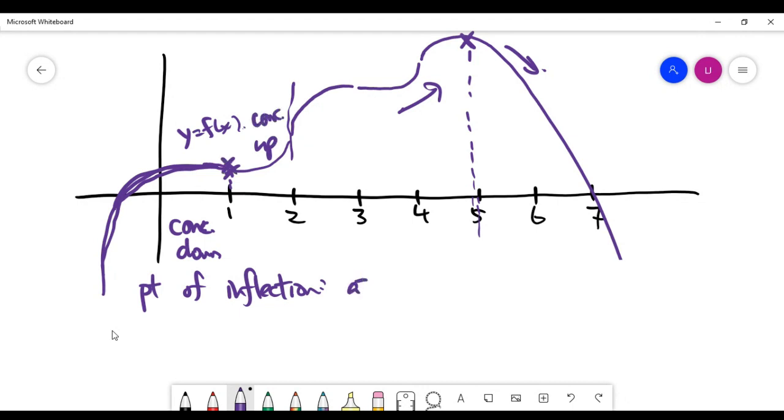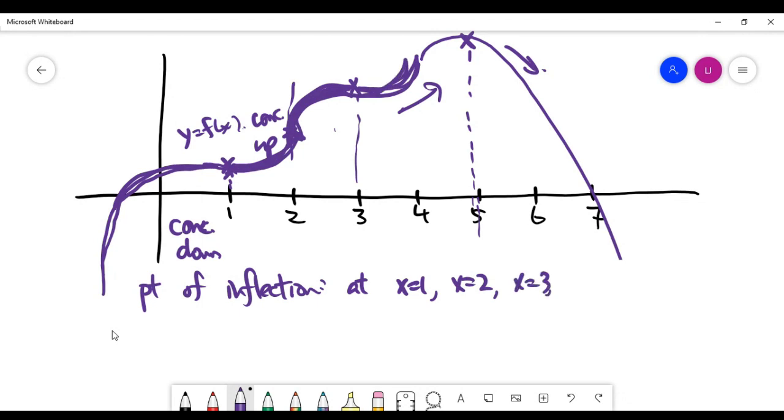So we get the first point of inflection, and moreover, at the point x equals 2, you see what happens? It's concave up and then concave down, right? So x equals 2 is also a point of inflection. How about x equals 3? It's concave down first and then concave up, so it's once again a point of inflection. And for x equals 4, it's concave up first and then concave down, so x equals 4 also. So basically, you have 4 points of inflection.